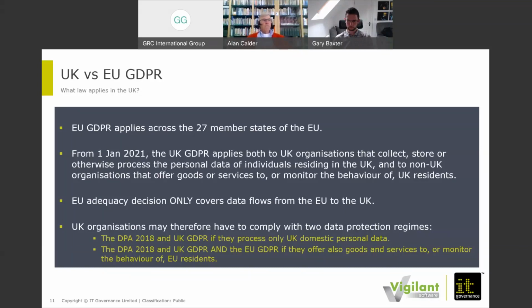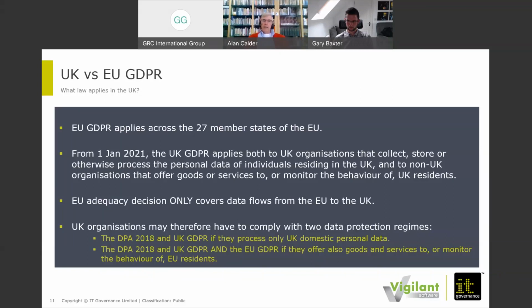So with effect from the 1st of January, EU GDPR applies across the 27 member states of the European Union, and UK GDPR applies to all organizations based in the UK or to organizations outside the UK providing services into the UK. And the EU adequacy decision covers only data flows from the EU to the UK. It doesn't cover any other data flows at all. It's only EU to UK data flows.